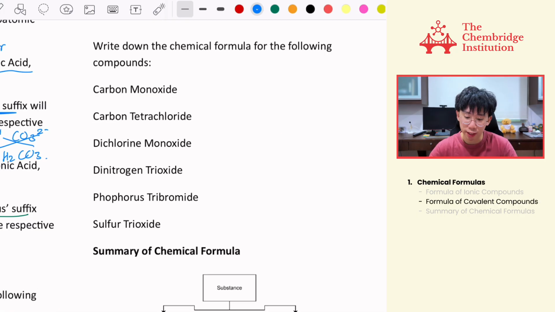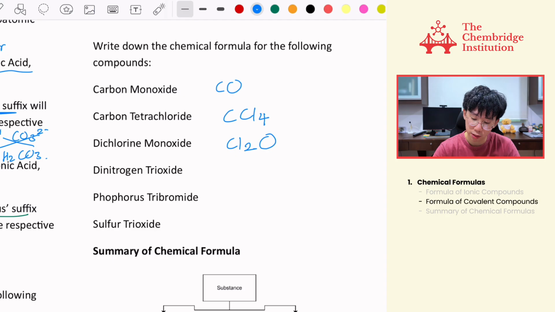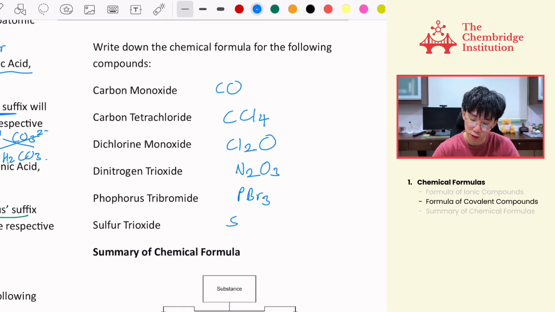Okay, so let's practice writing down some chemical formulas for the compounds. For carbon monoxide, we know it's a C and then there's one O, so it's just CO. Carbon tetrachloride is carbon, and tetrachloride means 4 chlorine, so it's CCl4. Dichlorine monoxide means there are 2 Cl's with 1 oxygen. Dinitrogen trioxide means it's N2 because it's dinitrogen, so 2 nitrogens, and trioxide means 3 oxygens, so N2O3. Phosphorus tribromide is phosphorus with Br3, because it's 3 bromines. Sulfur trioxide means 3 oxygen, so it's SO3.